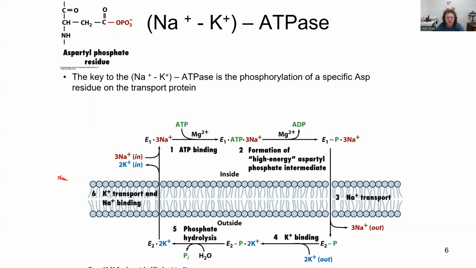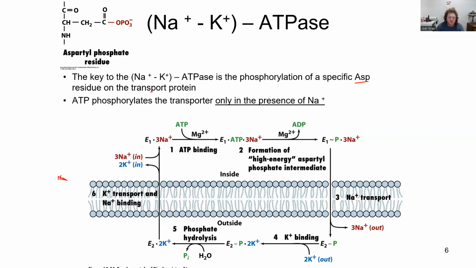The key to the sodium potassium ATPase is the phosphorylation of one specific amino acid. What's a little bit odd about this is that when we talk about phosphorylation, we talk about histidines, serines, threonines, and tyrosines. Those four players are the ones that we most commonly see get phosphorylated. In this case, we have an Asp, or an aspartic acid, that's actually getting phosphorylated, and it's getting phosphorylated very early on in the process.